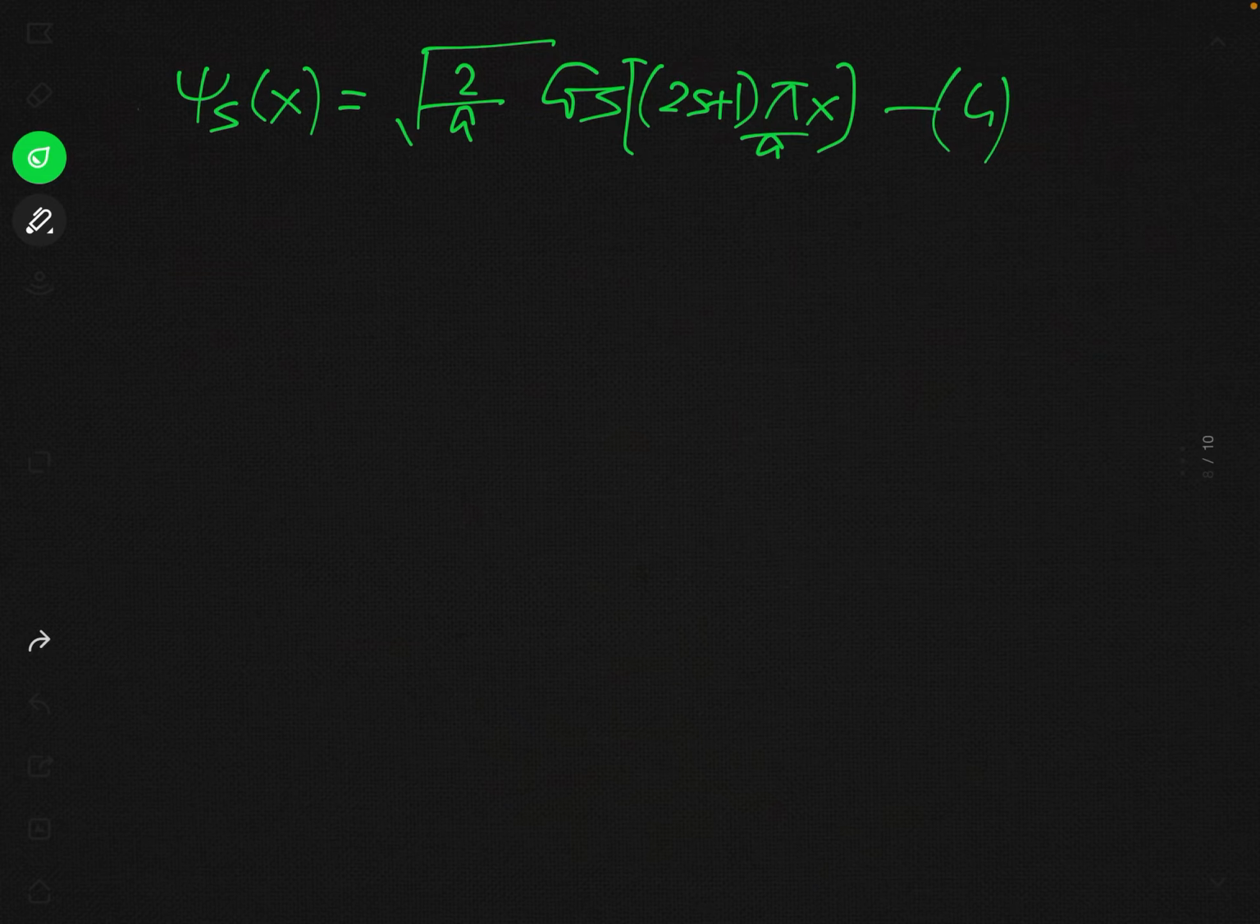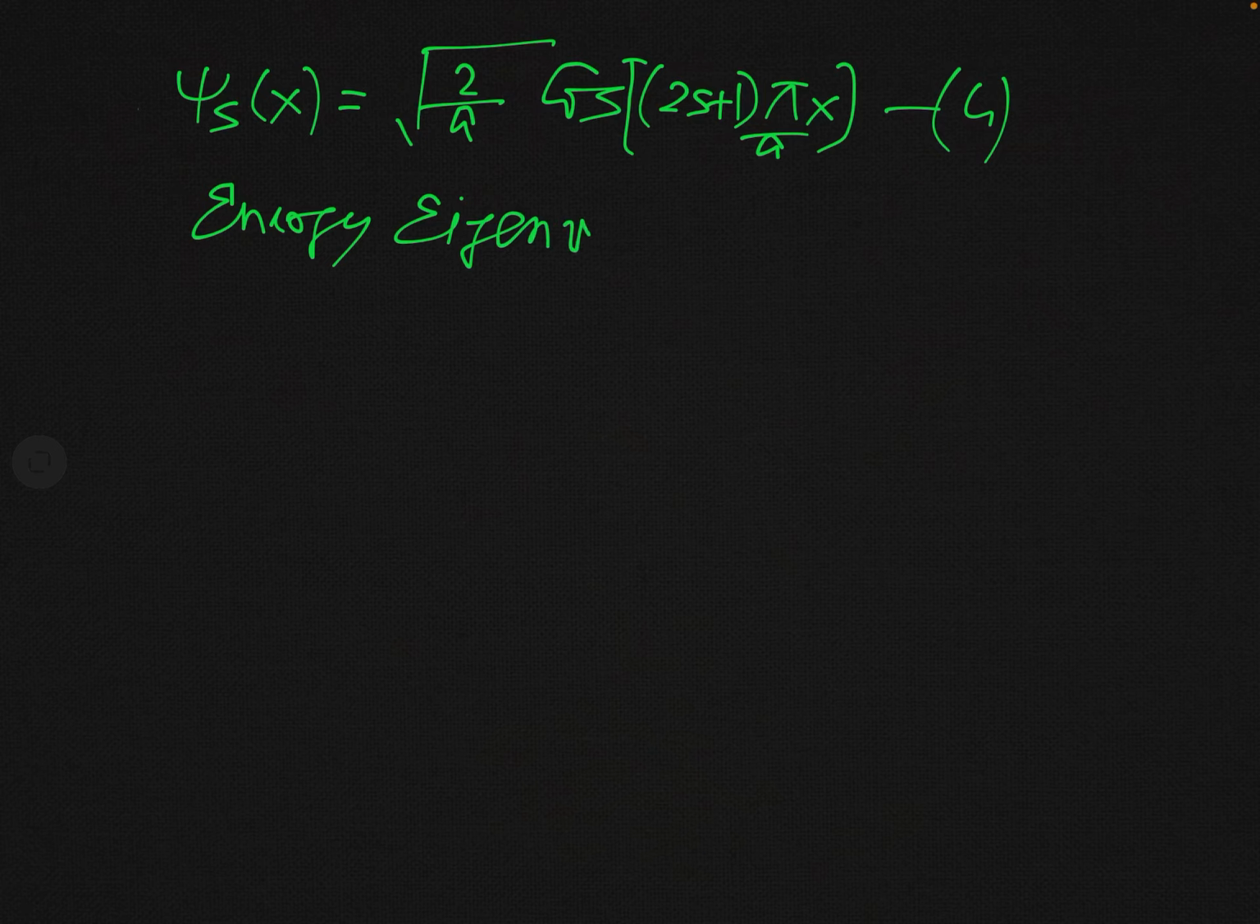Now after getting the value of k in this case, we can easily again find the energy eigenvalue. So see here what will be the energy eigenvalues. As here in this case you can write k square equal to 2s plus 1 whole square pi square over a square.